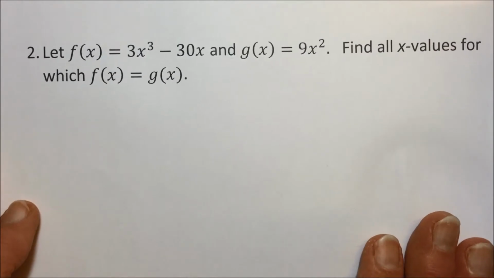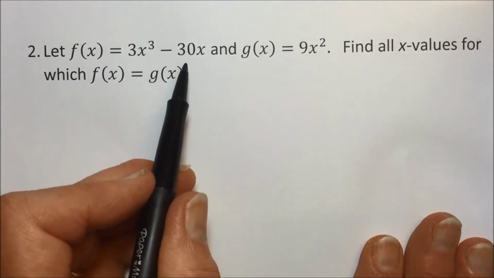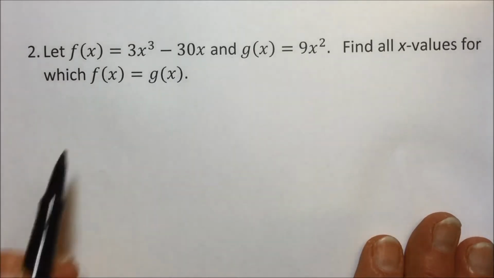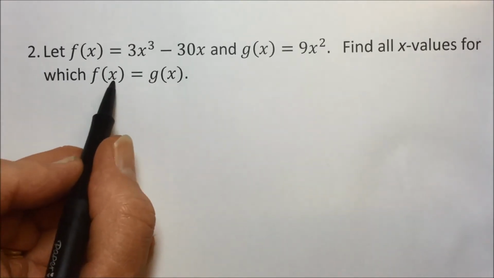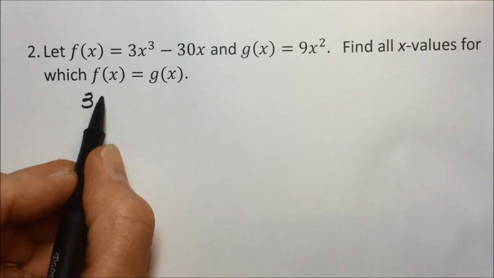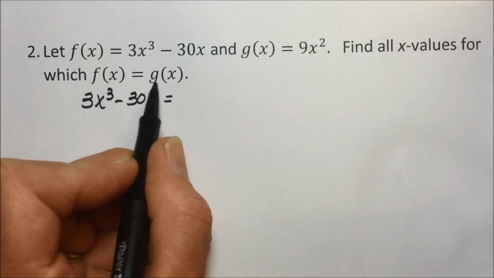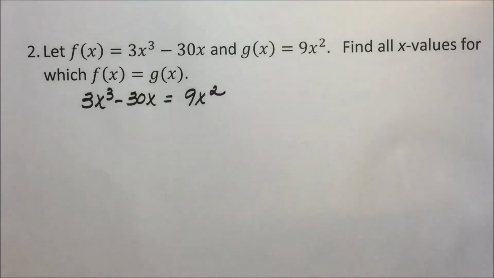In this next problem, they're giving us two functions that have polynomials equal to them. F of x is equal to the following, and g of x, it says find all x values for which these two functions are equal to one another. So we will replace f of x with its equivalent value, set equal to g of x, and we'll set what it is equal to.